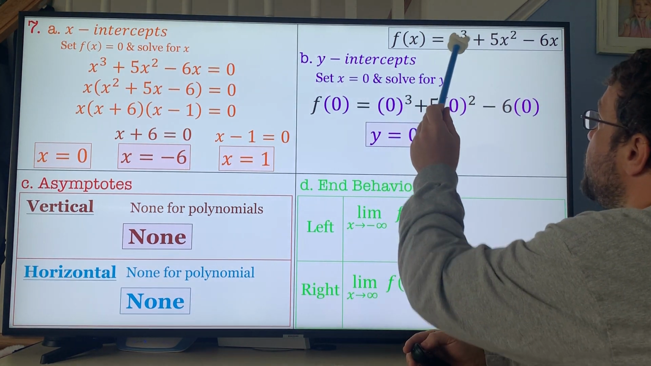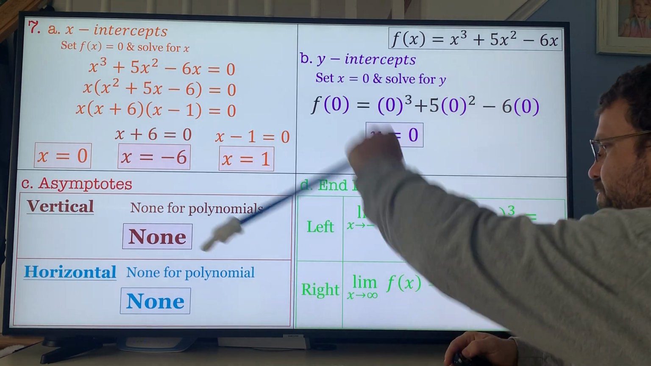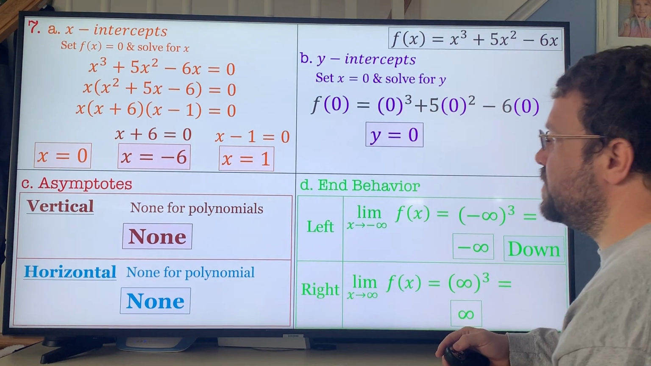Left limit behavior is cubed. So when you cube the negative, it becomes negative, going down. When you cube a positive, it stays positive, goes up.